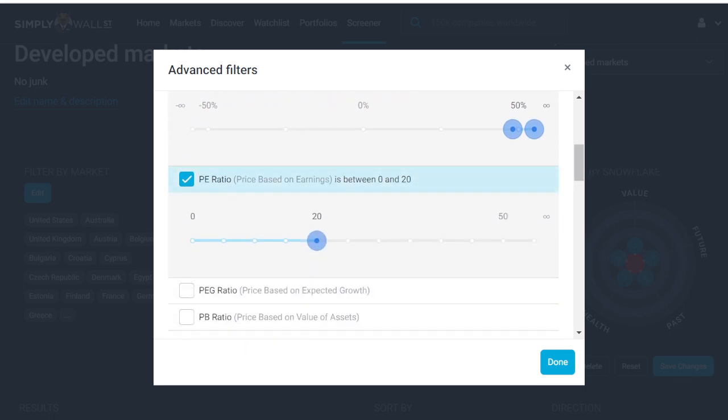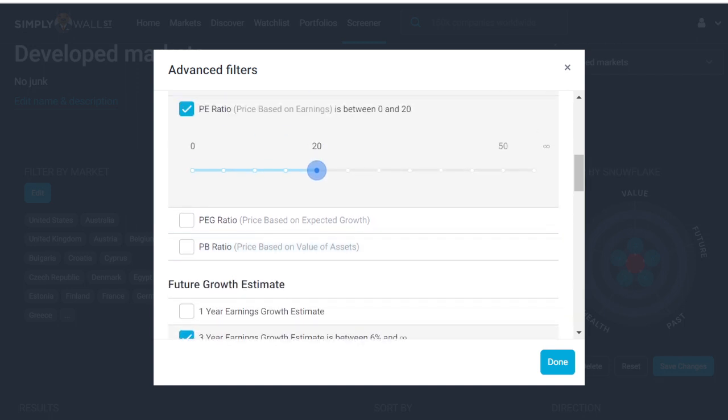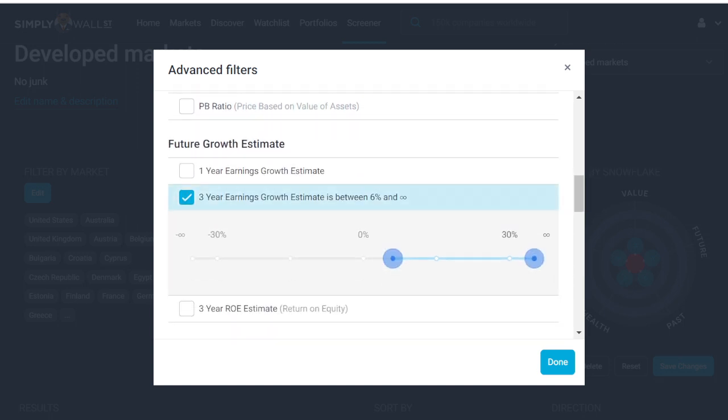And the PE, why? It's one of the most objective things, and I prefer PEs that are not too excessive, to be honest. But if you like growth stocks, you can increase this all the way to 50 if you want. This is what I'm doing. And then the future growth estimate.